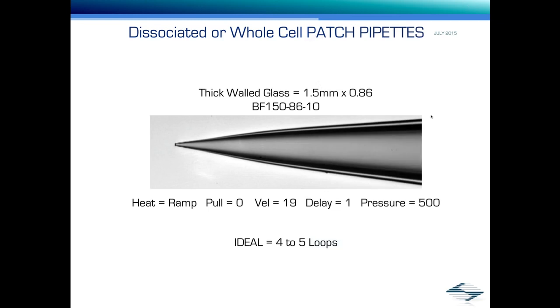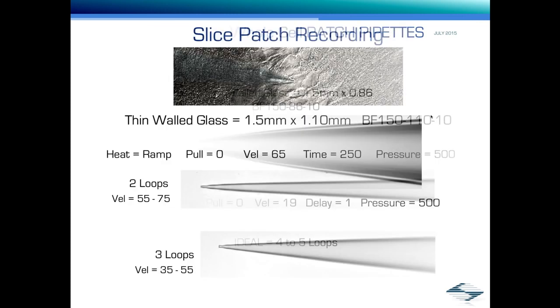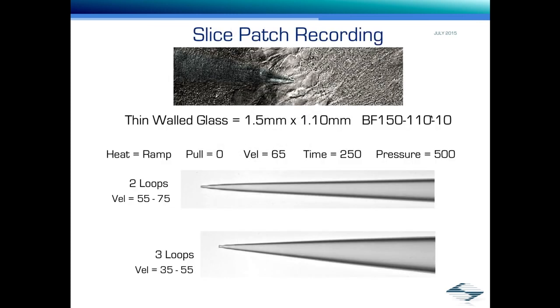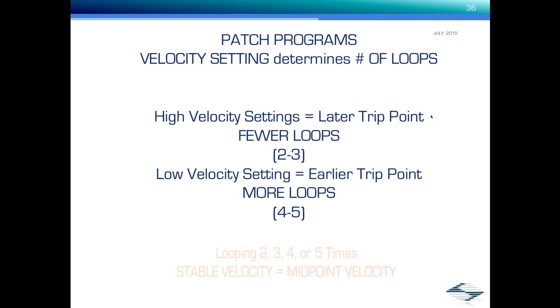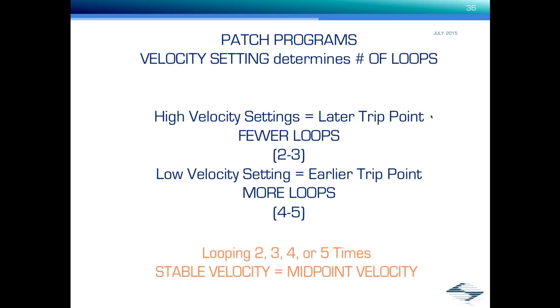So when you're making a patch pipette for whole-cell recording or dissociated patch recording, you're going to want to use a program that loops 4 to 5 times, and you're going to use thick wall glass. And when you're doing slice patch recording, you're going to want to use thin wall glass to maintain the larger ID when you pull the glass out long, and you're going to want to loop 2 to 3 times. So it's the velocity setting that is determining how many times the puller loops.